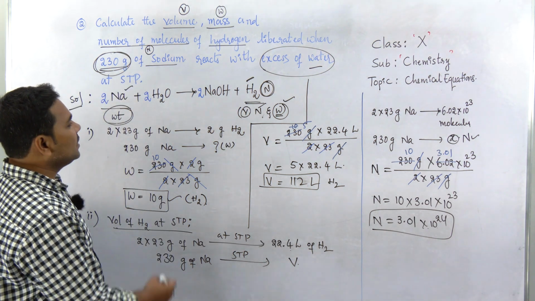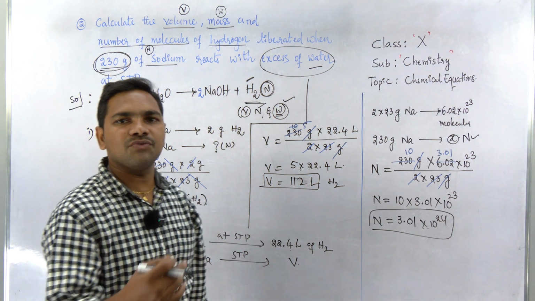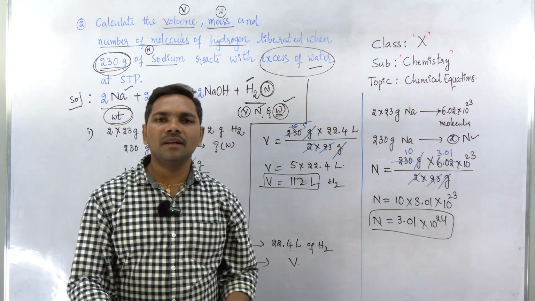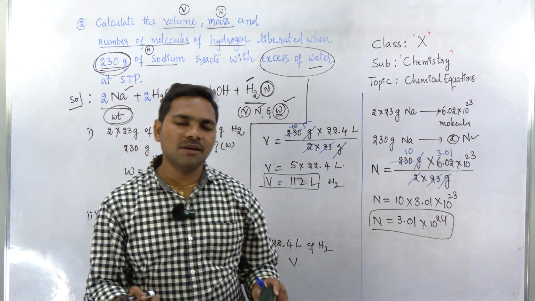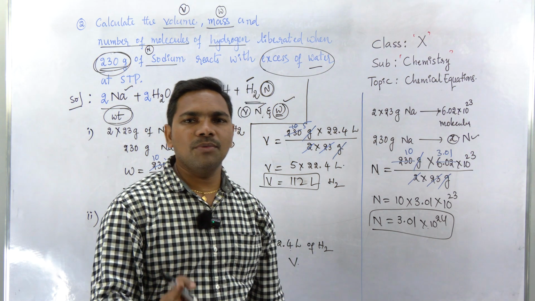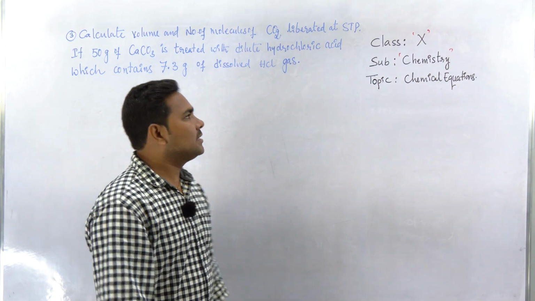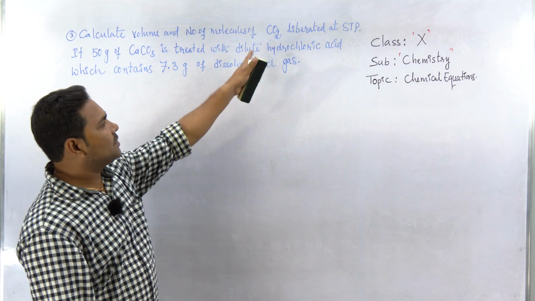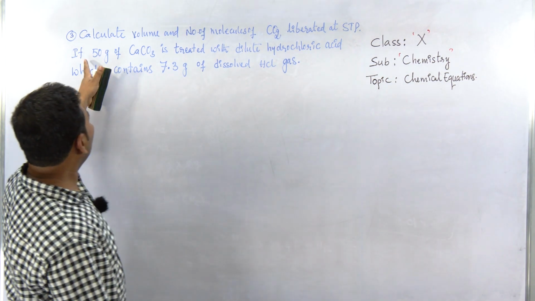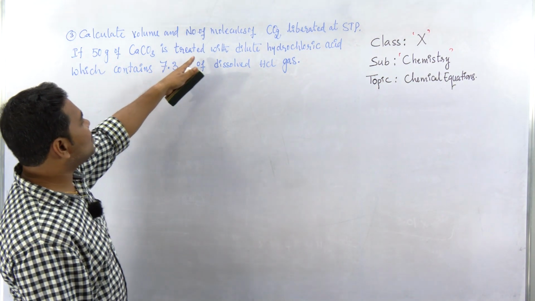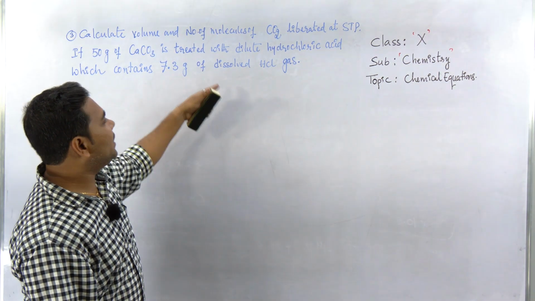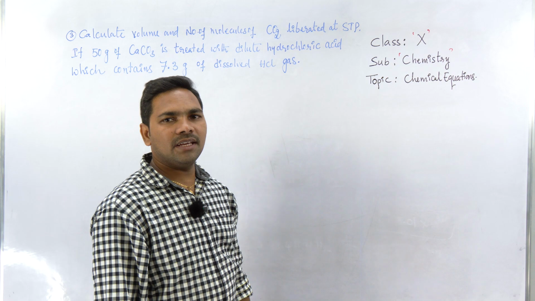In this way we can find the weights of substances formed from the weights of reactants given, using the balanced chemical equation. A balanced chemical equation is also called a stoichiometric equation. So the next question: calculate the volume and number of molecules of CO2 liberated at STP, if 50 grams of CaCO3 is treated with dilute hydrochloric acid which contains 7.3 grams of dissolved HCl gas.